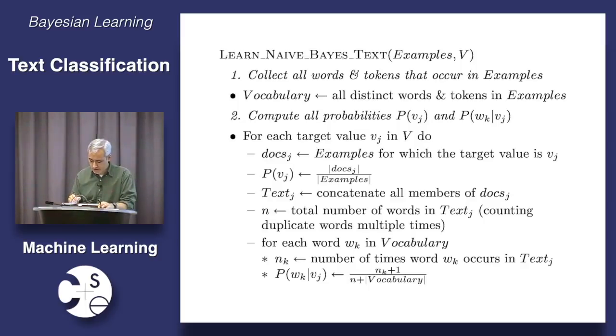So let's say these are my examples, right? My examples are a set of training documents. Let's say spam and non-spam. And V is the set of classes that I want to predict, in this case spam or not spam, or interesting or not interesting.